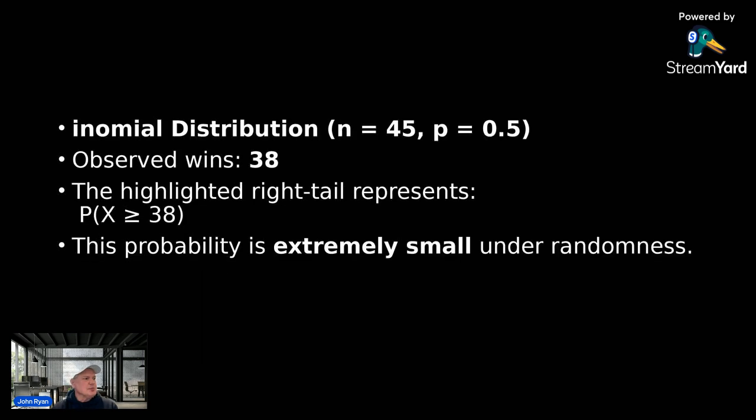So starting to get to the p-value, you must use the binomial distribution. The observed wins were 38, as you can see on the chart. And this probability is extremely small under randomness. So 38 wins out of a test of 45, that's 38-7 straight up. That's an extremely small sample size to be considered as random.